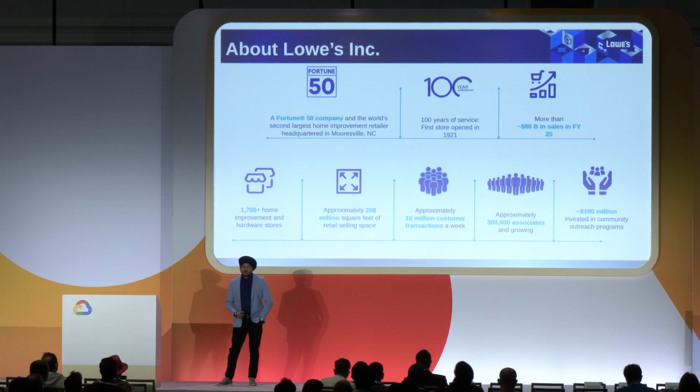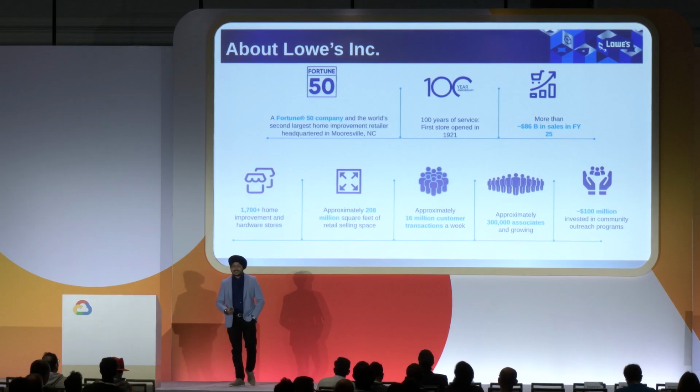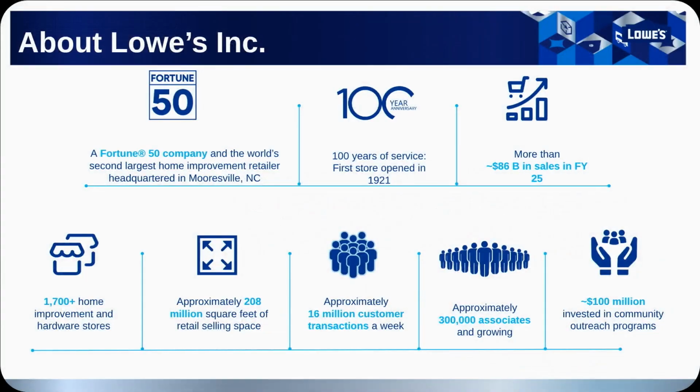So Lowe's is a Fortune 50 company, the world's second largest home improvement retailer, and soon we are going to be first. We have our headquarters in Mooresville, North Carolina. We have 100 years of experience serving our customers in a better way. We have 1,700 plus stores across the US, and we have approximately 16 million customer transactions every week. Last year, our revenue was 86 billion.